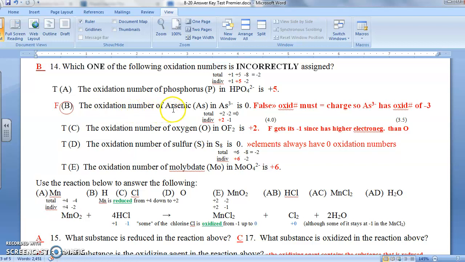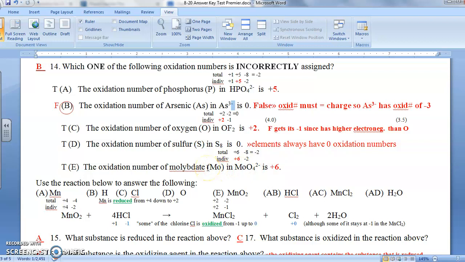The oxidation number of arsenic As3- is 0. It can't be. That would be false. It can't be 3. If the monoatomic ion is 3-, the oxidation number has to be -3. Remember, oxidation numbers will always equal the charge of the ion. How do we tell the difference between an actual charge, 3-, and an oxidation number, -3? Charges are written number followed by the charge. Oxidation numbers are written sign followed by the number.